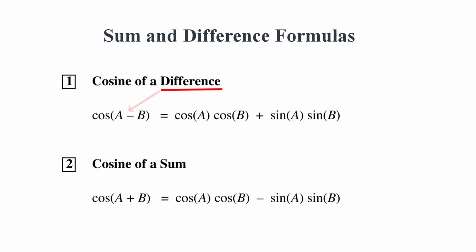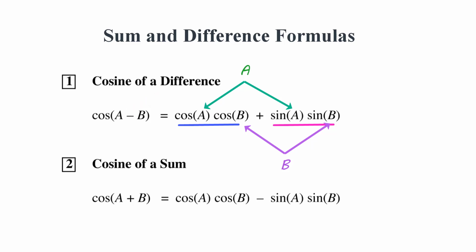Cosine of A minus B is equal to a product, cosine A times cosine B, plus another product, sine A times sine B. You'll notice that the angle measure A is in each of those products, and the same is true for B. B is in each of those products. Except in the first product, it's the cosine of A. In the second one, it's the sine of A. In the first, it's the cosine of B. And in the second product, it's the sine of B.